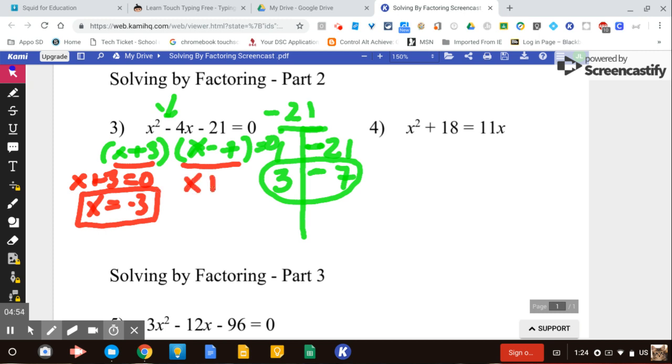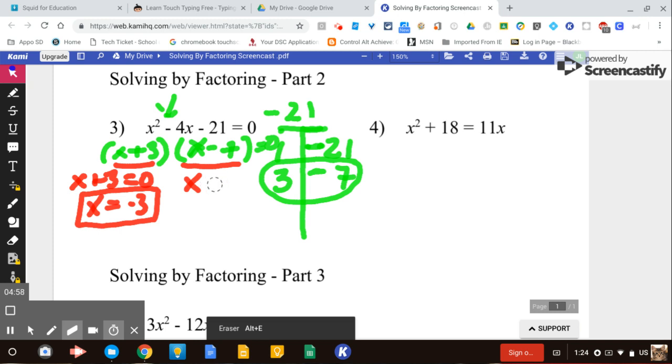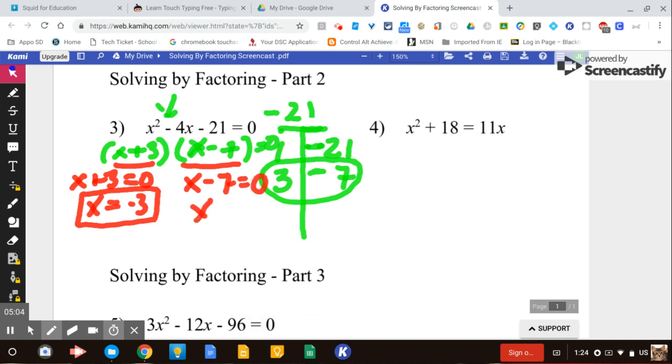Here, x minus 7 is equal to 0. So x equals 7.